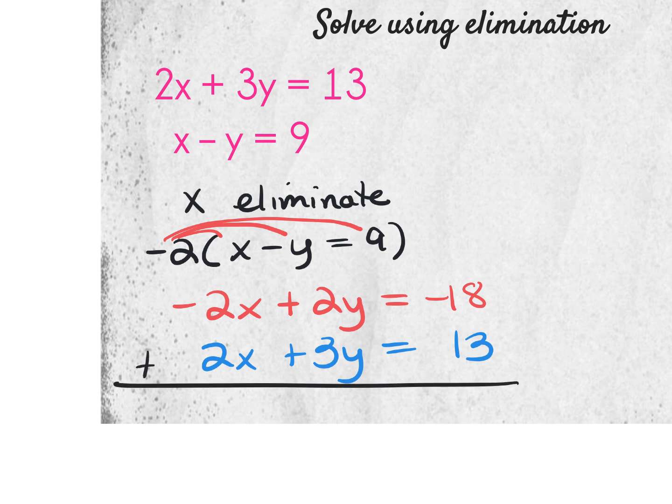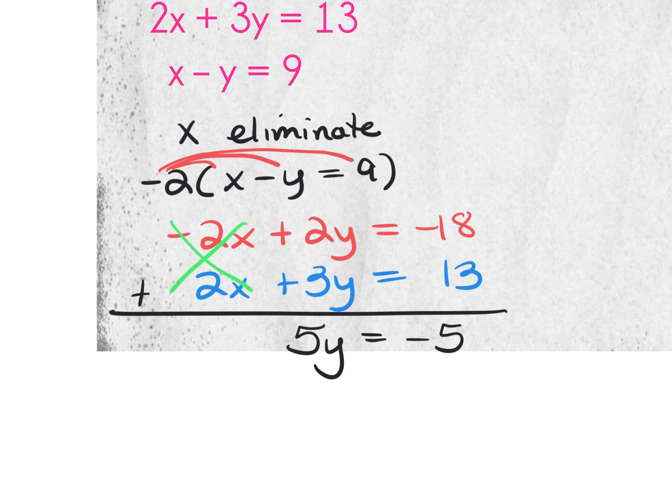Now that I have the number in front of x be the same number but opposite signs, I'm going to add or combine my two equations together. Once I add -2x plus 2x, that cancels, leaving me 0. And then 2y plus 3y gives me 5y, and -18 plus 13 gives me -5. Now I'm going to divide both sides by 5, and I get y equals -1.